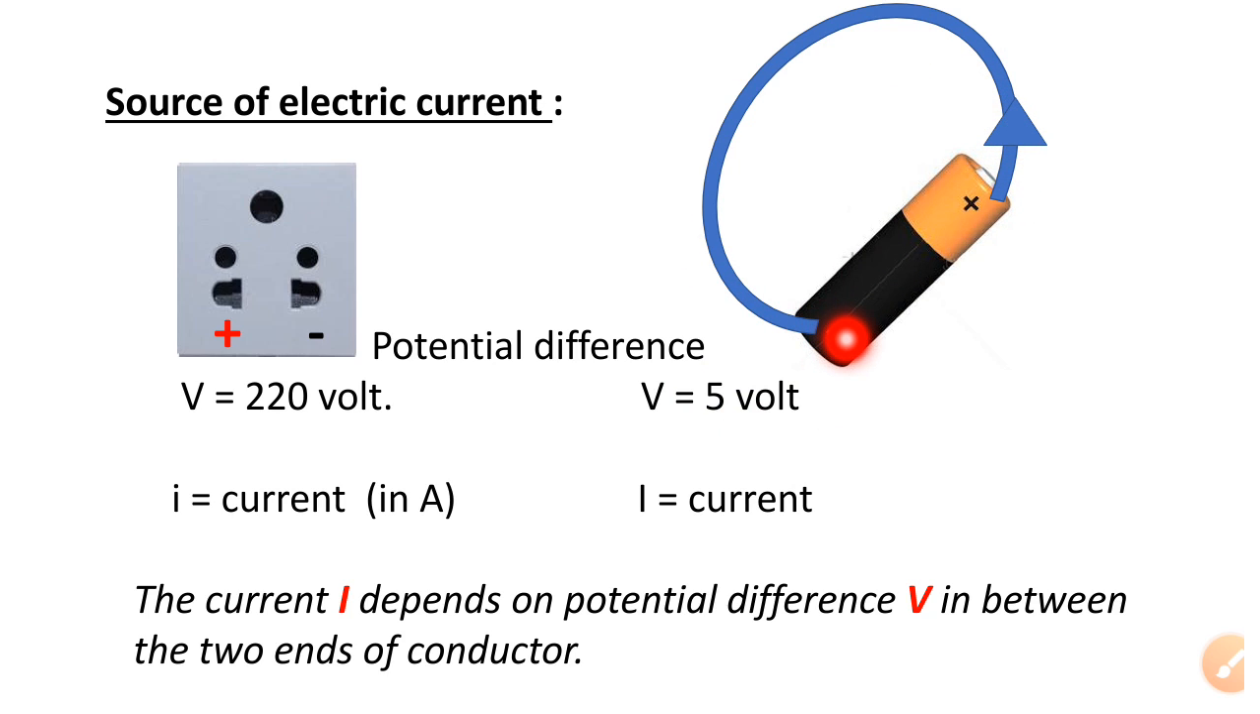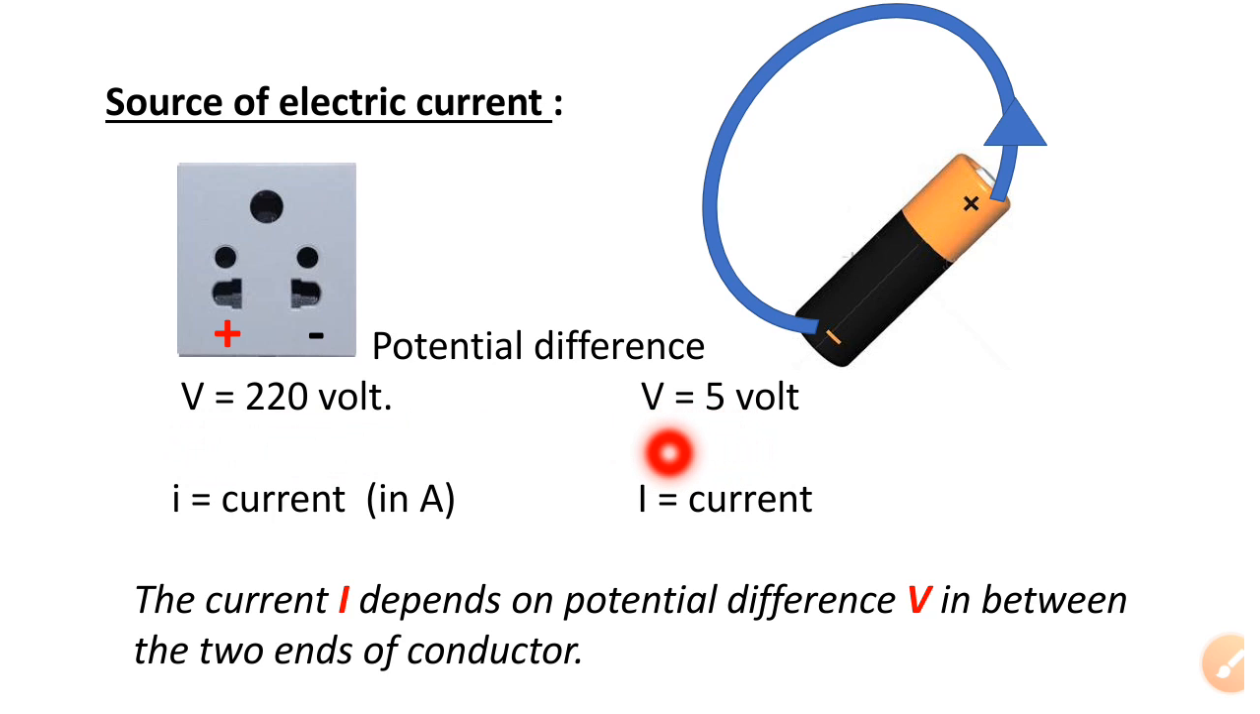So the current will start from the positive end and go out to the negative terminal of the battery, the electric cell. Now suppose the given V is 220 volt, that means the potential difference, that is the voltage, is 220 volt, and here the potential difference is 5 volt.